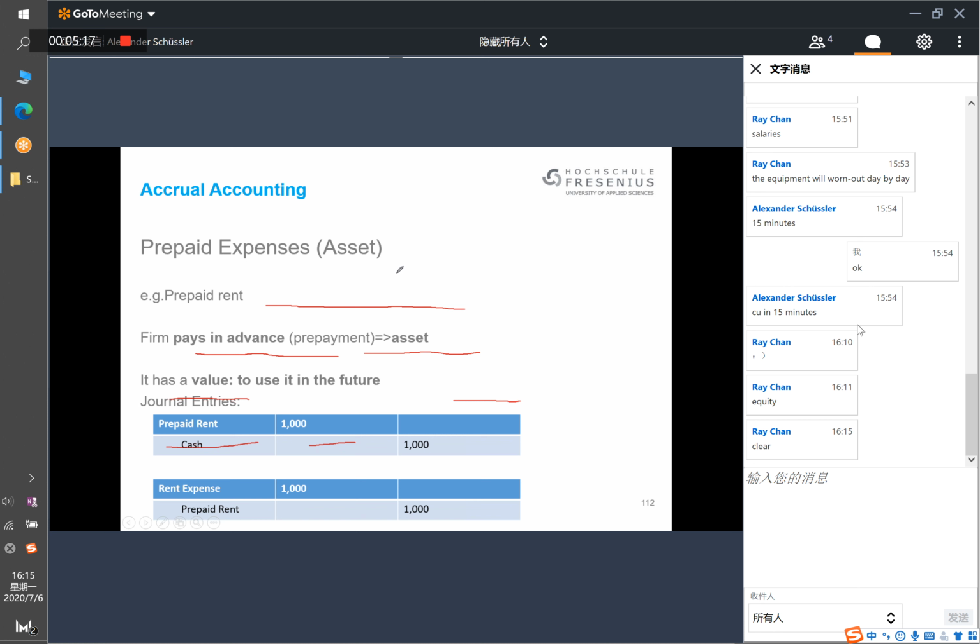All right. So here we have the related journal entry. Prepaid expenses, for example, prepaid rent. The firm pays in advance. Prepayment results in an asset. The firm has a value, and this is worth something: to use the building in the future, for future periods. Yeah, and the related journal entries are, you debit prepaid rent. This is debit. You debit prepaid rent, and you credit cash.